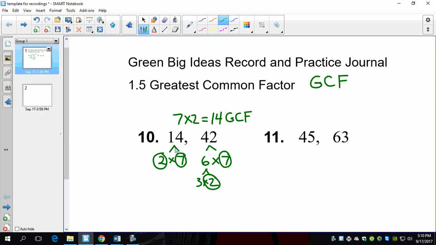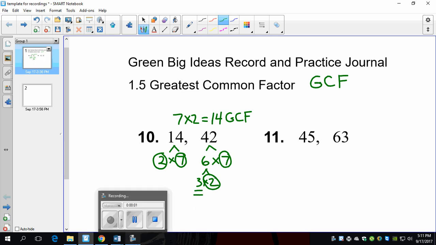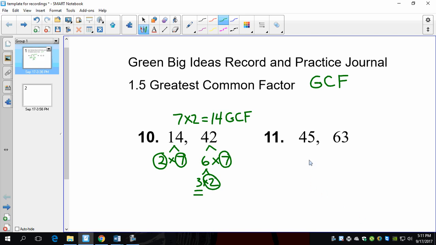14 goes into 14, and 14 goes into 42. The only prime number that we did not use would be 3, and 3 is not in 14, so we can't use it. Let's try number 11. Number 11 is 45 and 63. Again, we want to break them down into their primes.